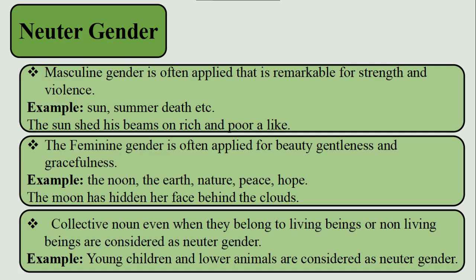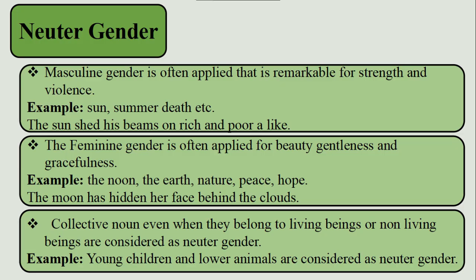The application isn't always strictly tied to biology or being lifeless. English does something sort of poetic sometimes. Oh, how so? Well, we often apply the masculine gender to things known for, say, strength, power, even violence. The lecture gives a classic example. The sun shed his beams on rich and poor alike. Personification through gender, giving the sun a he quality because it's powerful.